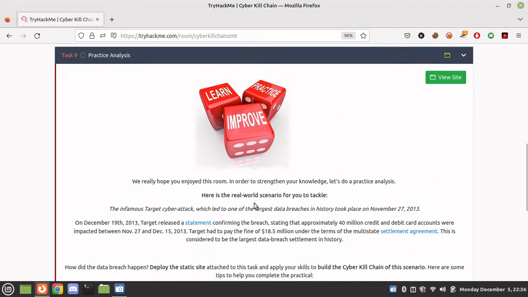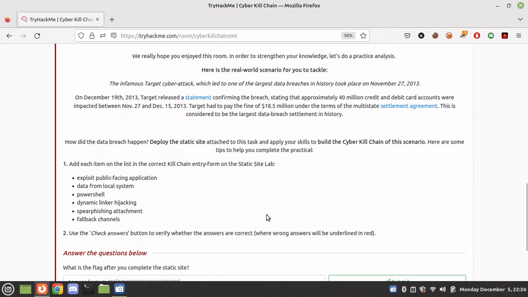Now here is a real world scenario for you to take. The infamous Target attack led to one of the largest data breaches in history. It took place on November 27, 2013, and on December 19, 2013, Target released a statement confirming the breach, in which approximately 14 million credit and debit card accounts were impacted between November 27 and December 15, 2013. Target had to pay a fine of 18.5 million under the terms of a multi-state settlement agreement. This is considered to be the largest data breach settlement in history.